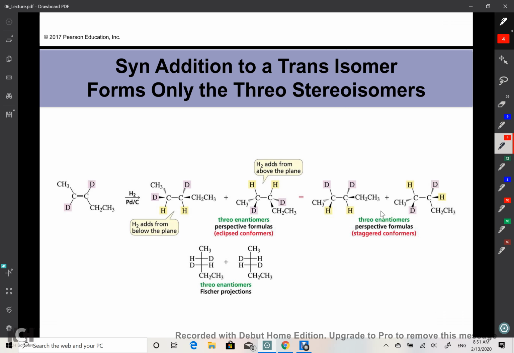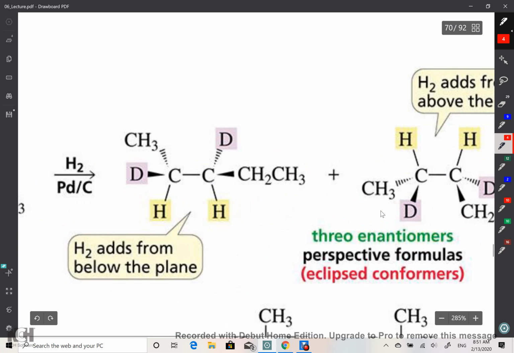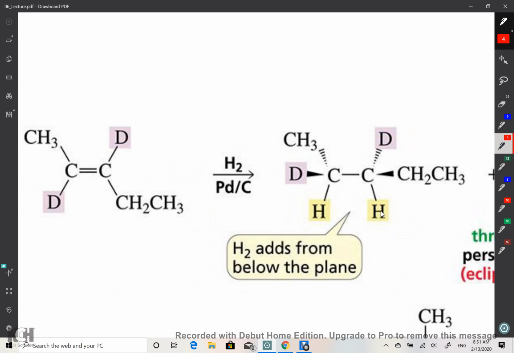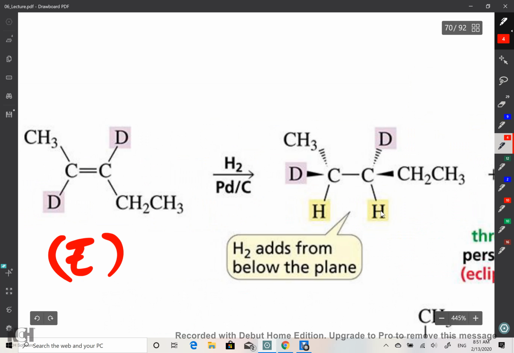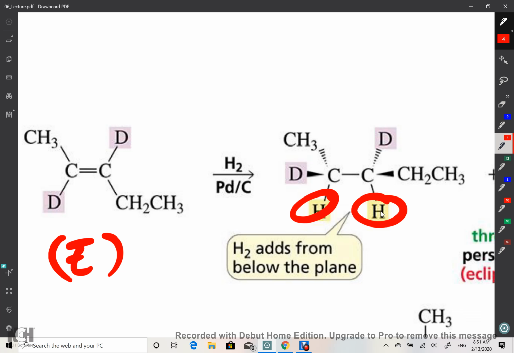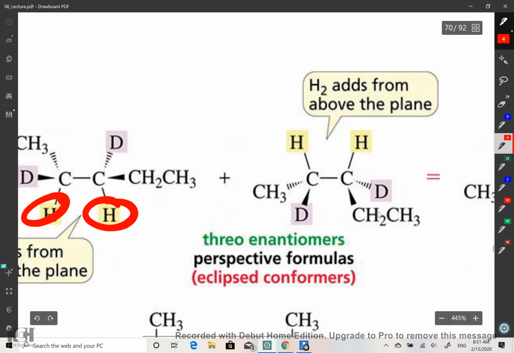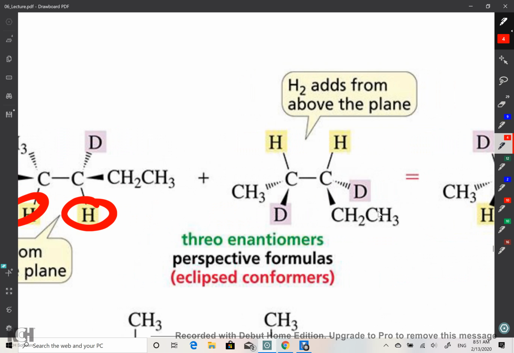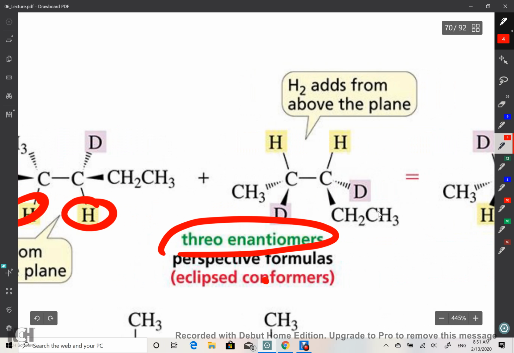Now, if you do a syn addition to the trans, remember, we're still looking at hydrogenation. If you do a syn addition to the trans isomer, this is the E isomer. We're talking about the Z. Remember, syn addition means you're adding the hydrogen on the same side. And so by doing my syn addition, the hydrogen will be on the same side of the plane. But it turns out that the product would be a threo. You remember with the Z, we form the erythro, but with the E, we form the threo.